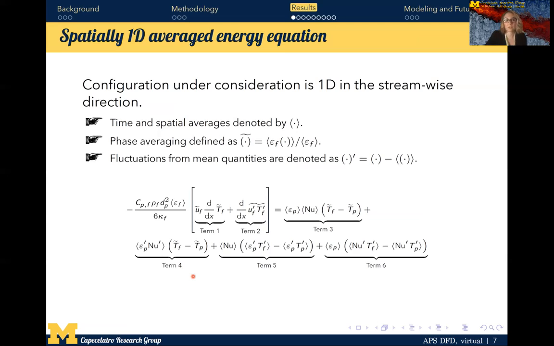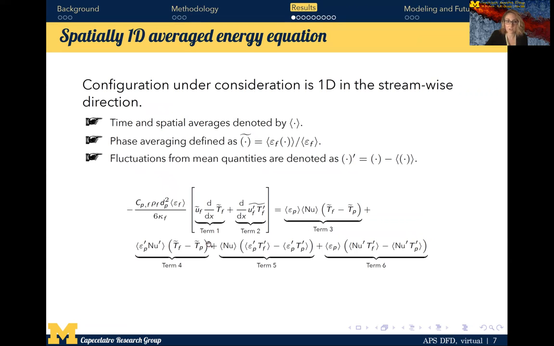So for this configuration under study, it is 1D in the streamwise direction. And first we take the phase average of the heat equation, where time and spatial averages are denoted by angled brackets. Phase averages are denoted with a tilde, which is defined as the quantity times the volume fraction, then the time and spatial average of that divided by the time and spatial average of the volume fraction itself. Further fluctuations from mean quantities are denoted with primes.